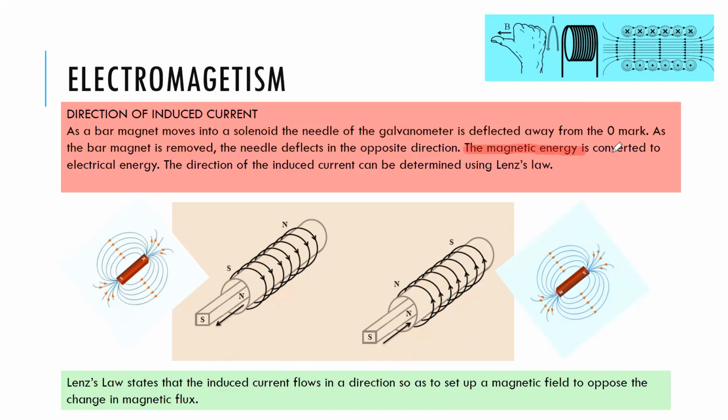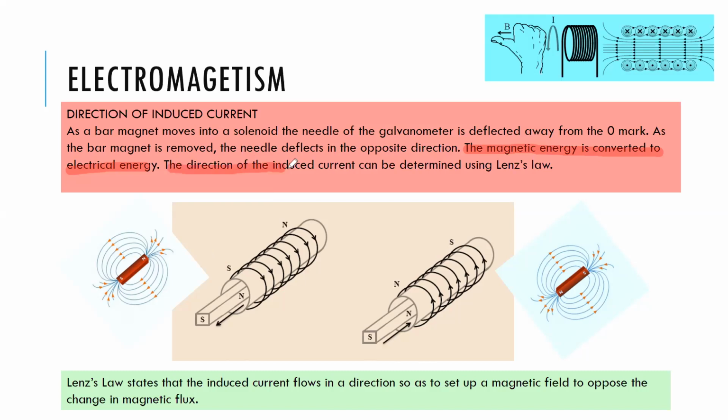And the magnetic energy is converted to electrical energy. So I use magnetic energy and produce a magnetic field, and I produce electric current, potential difference. That's what we call induced current, generated current. That's what we call induced EMF, generated or produced EMF, electromotive force. That's another name, for now, for potential difference.